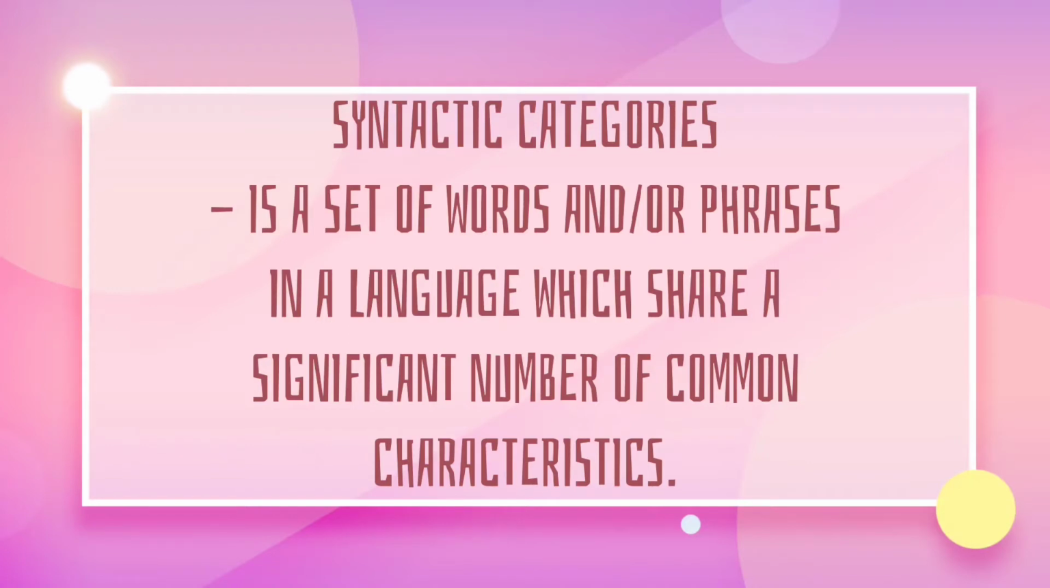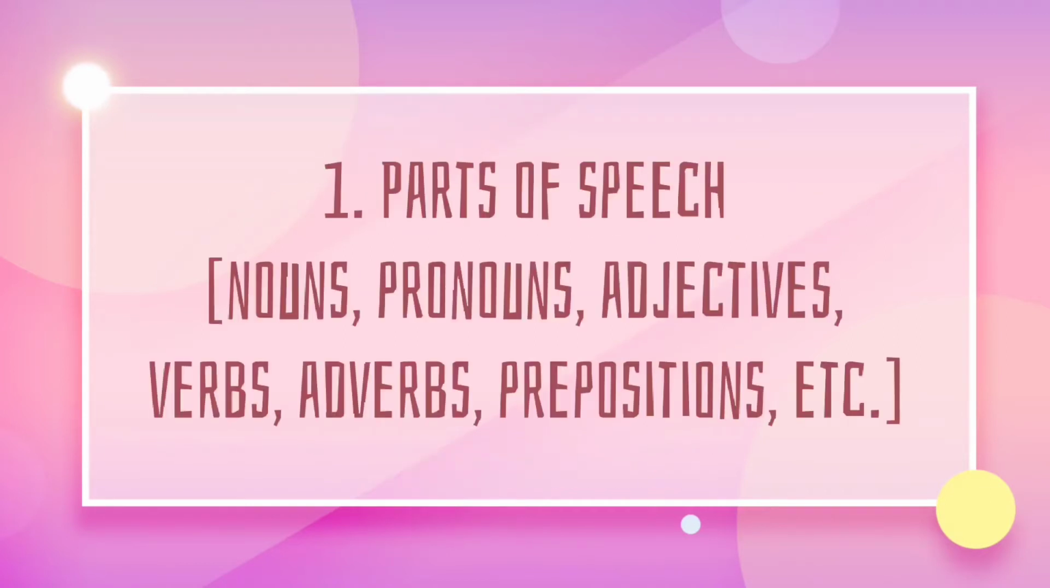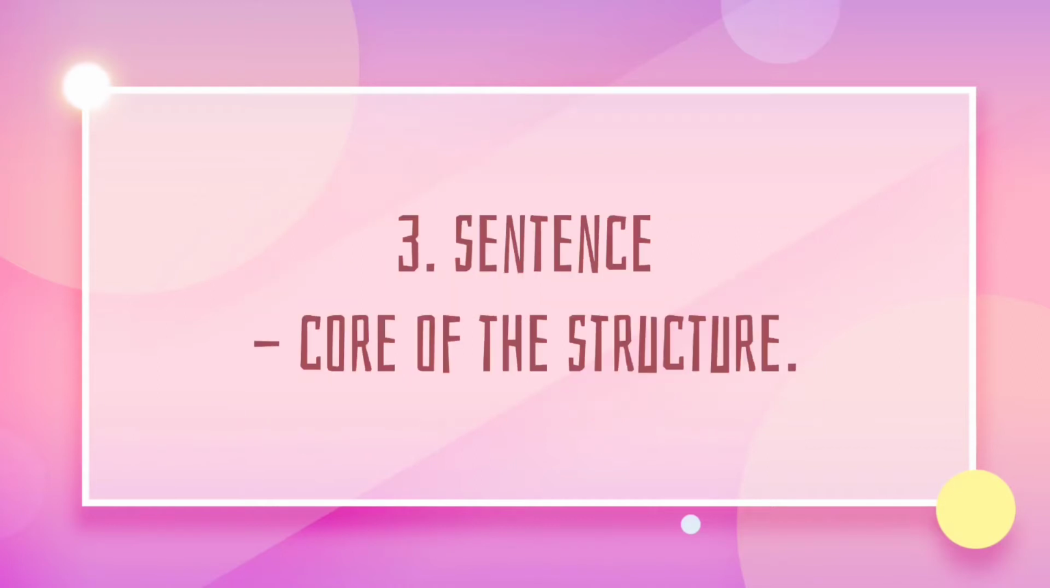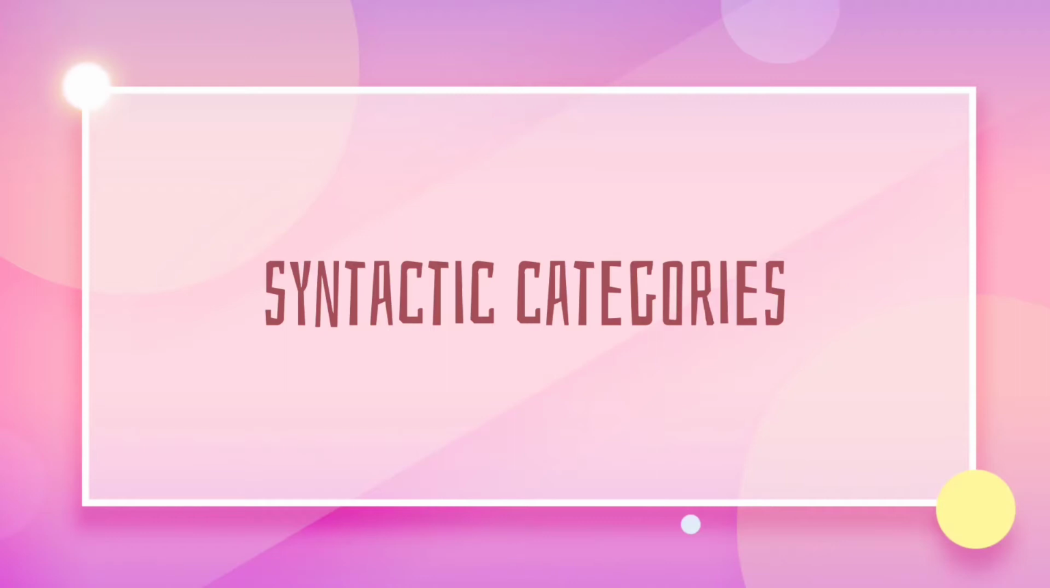Moving on, let us proceed to the syntactic categories, which is the set of words and/or phrases in a language that share a significant number of common characteristics. This includes the parts of speech, like the noun, adjectives, verbs. Then the phrase structure grammars, that includes the noun phrase, adjective phrase, verb phrase, and etc. Then the sentence, which is the core of the structure. And we will go through this later in the discussion.